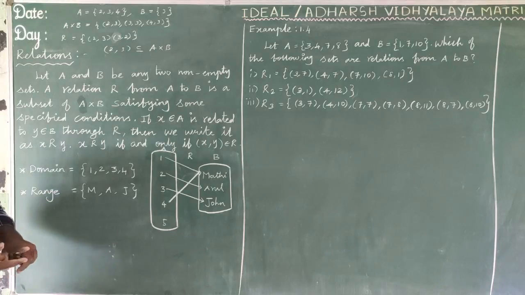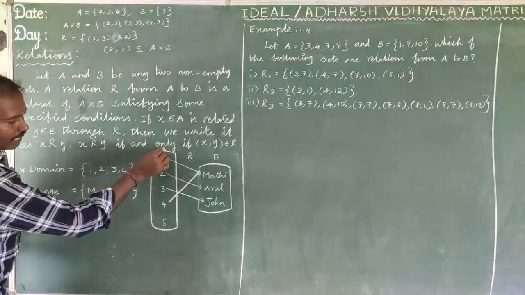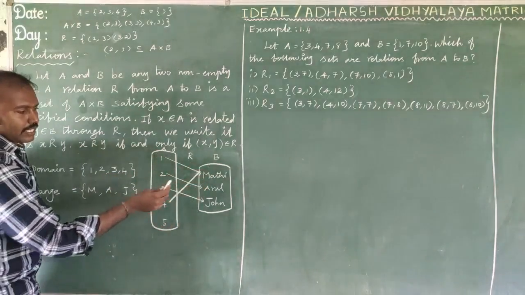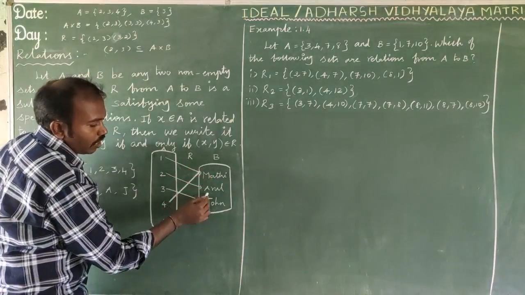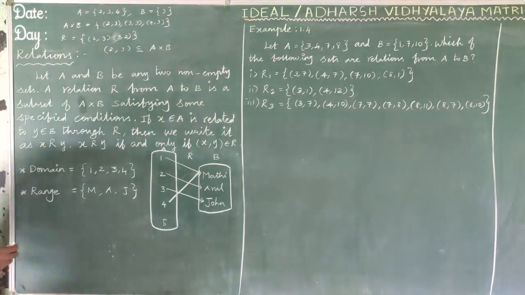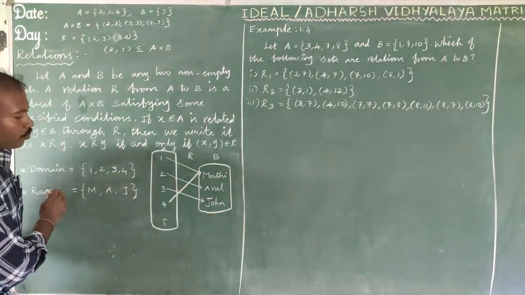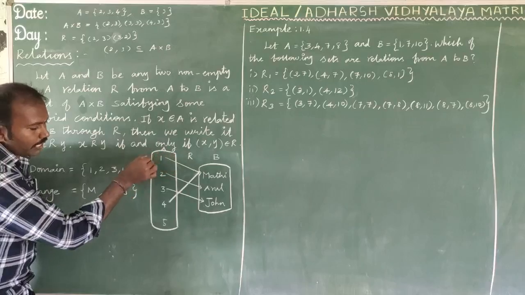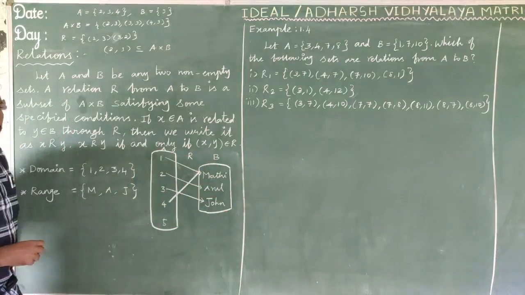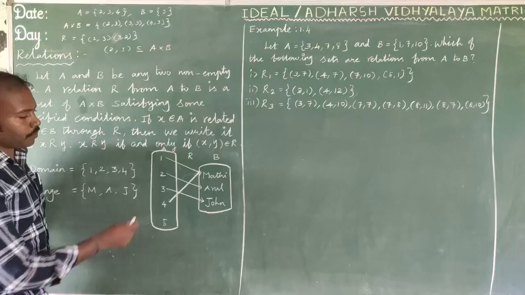Right. First of all, domain. Here A is equal to {1, 2, 3, 4, 5}. Then the set B is equal to {Madhi, Arul, John}. Here, domain: in a given relation, how should we take the domain? A as a whole is called the domain, and B is called the codomain. B is the image, then A is the pre-image.